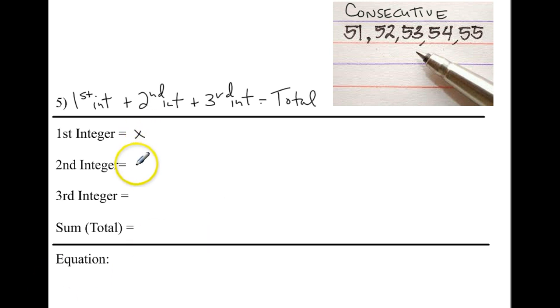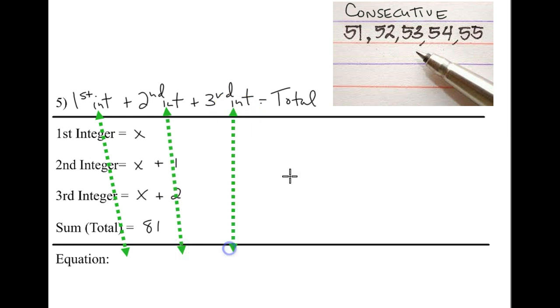If I know my second integer has to be consecutive, if I look at these as an example, the difference between one and the other is always going to be 1. So my second number is going to be 1 more than my first. My third number is going to be 1 more than my second, or 2 more than my first. My total they gave me in the problem was 81. So I'm going to use that information, and I'm going to try and come up with an equation to be able to simplify and solve.